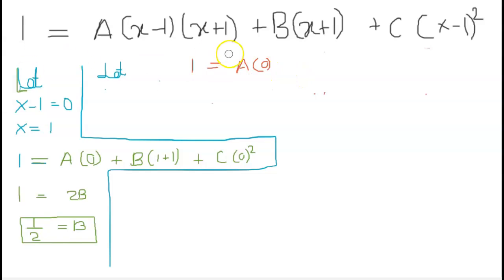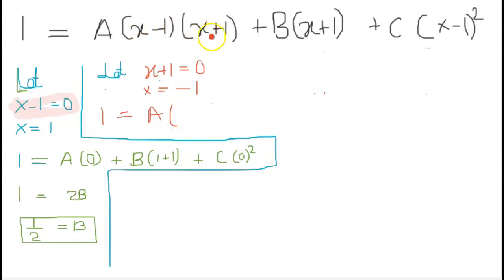To find the other values, let's change the color. I did x minus 1 equals 0 here. Now I'm just going to do x plus 1 equals 0. Let x plus 1 equal 0, which means x equals minus 1. Now x equals minus 1. Wherever there is x plus 1, it's going to be 0. So that side is 1. So I can write 1 equals a.